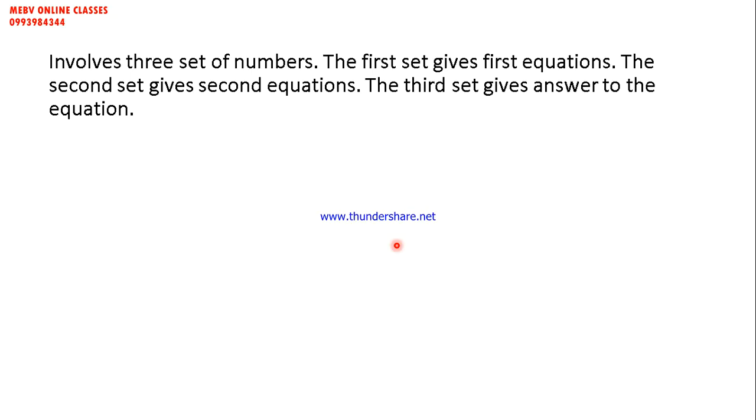Batch of variation. It involves three sets of numbers. The first set gives the first equation, the second set gives the second equation, and the third gives the answer to the equation. What do they mean here?